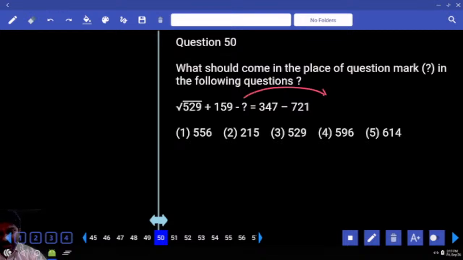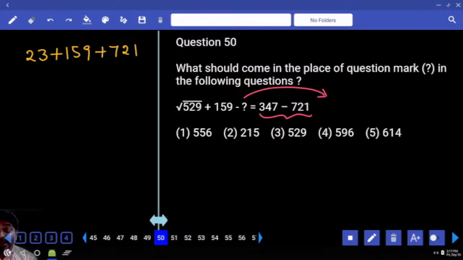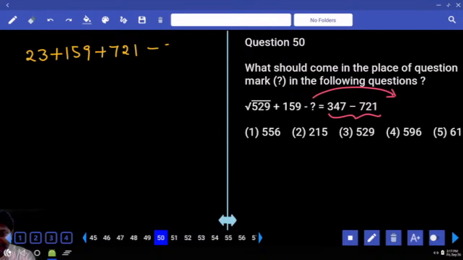Minus x goes to the other side, the right hand side numbers come to the left hand side. Under root of 529, 23 plus 159. The right hand side negative number comes to the left hand side and becomes 721. Right hand side positive 347 comes to the left hand side as minus 347. 300 subtracted from 700 will give you 400. 47 subtracted from this, you will have 112. The answer ends with 6. 3 plus 2 plus 1.